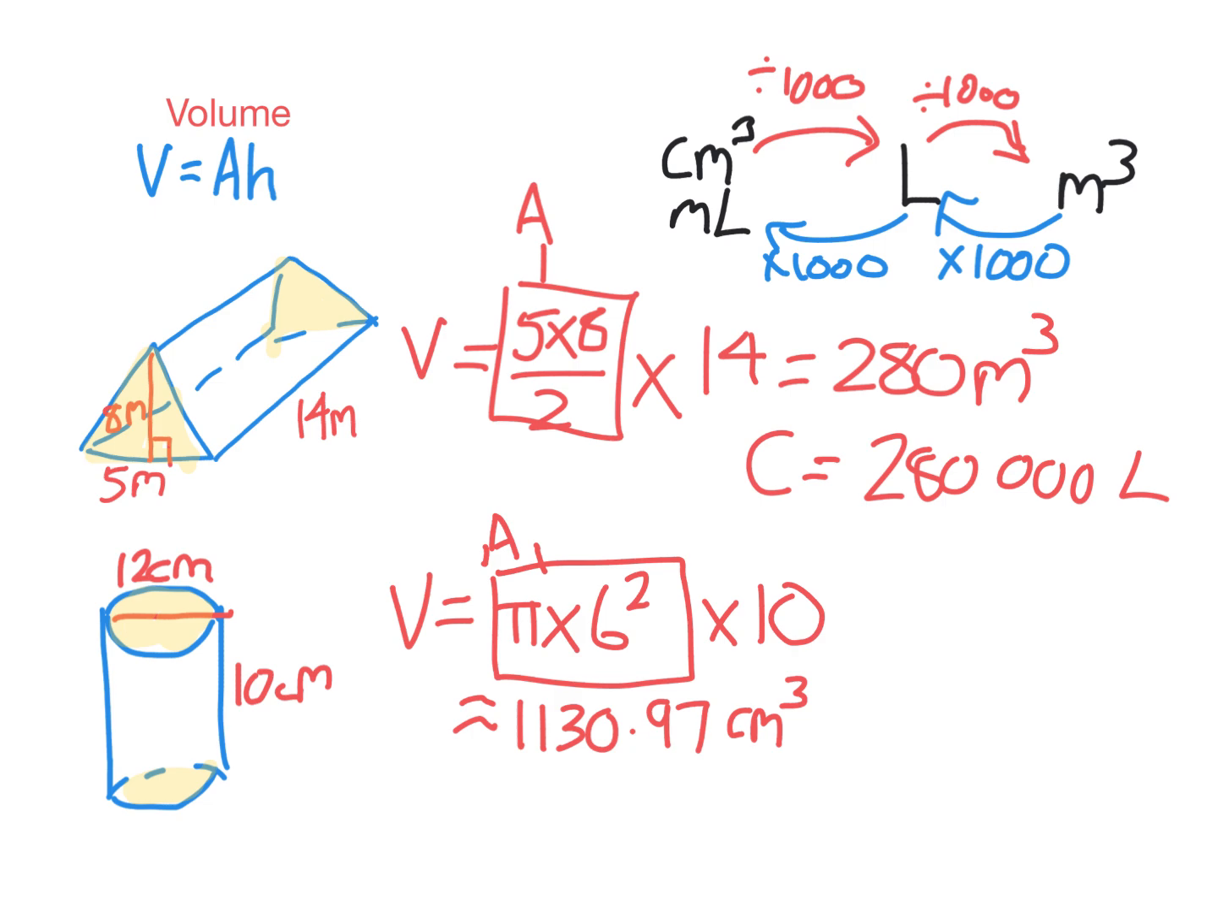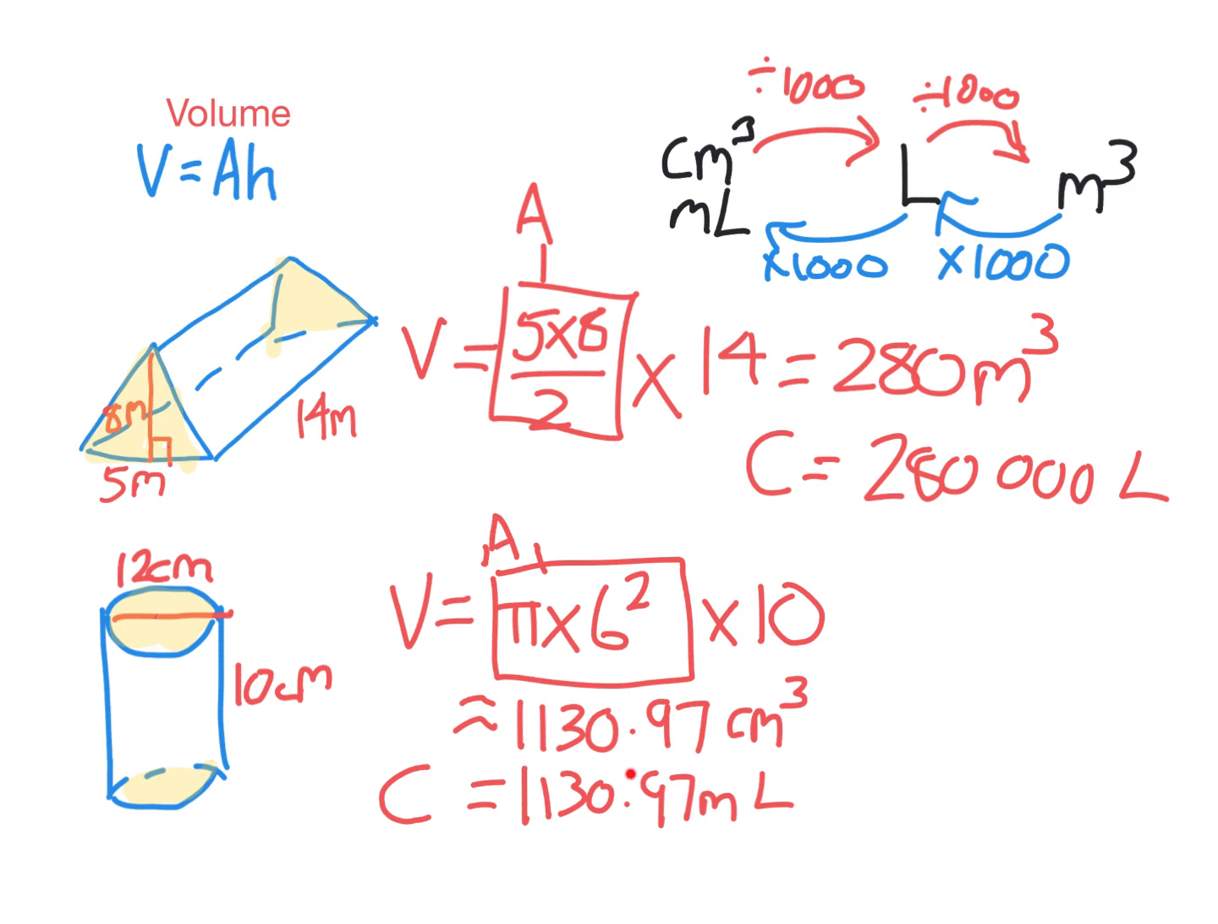Now, it turns out a cubic centimeter and a milliliter are exactly the same thing. So the capacity of this cylinder is 1130.97 milliliters. Now, if you want to convert that to liters, if you want to go milliliters to liters, you divide by 1,000.